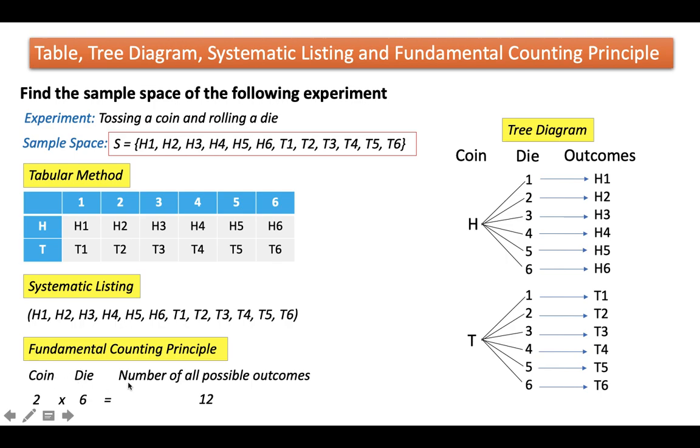But if it has more than 2 events, it is a little bit hard to use systematic listing, tabular, and tree diagram. But the good thing in using tree diagram, tabular method, and systematic listing is we can see the outcomes visibly.